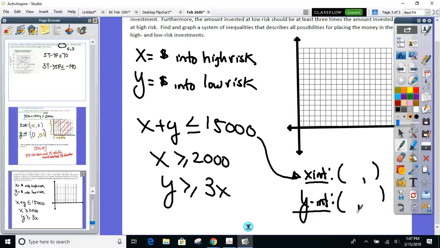What do you notice? They're both what? Both X and Y intercept. They should both be 15,000 each. So 15,000, 0, and 0, 15,000.